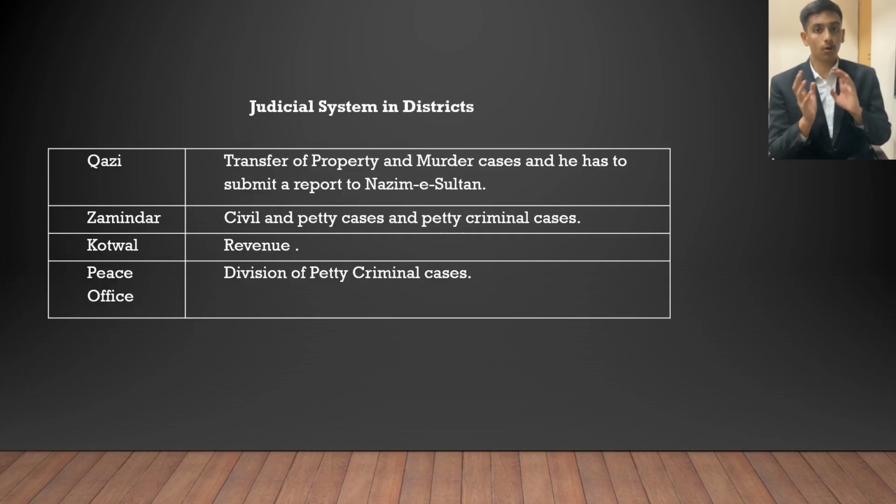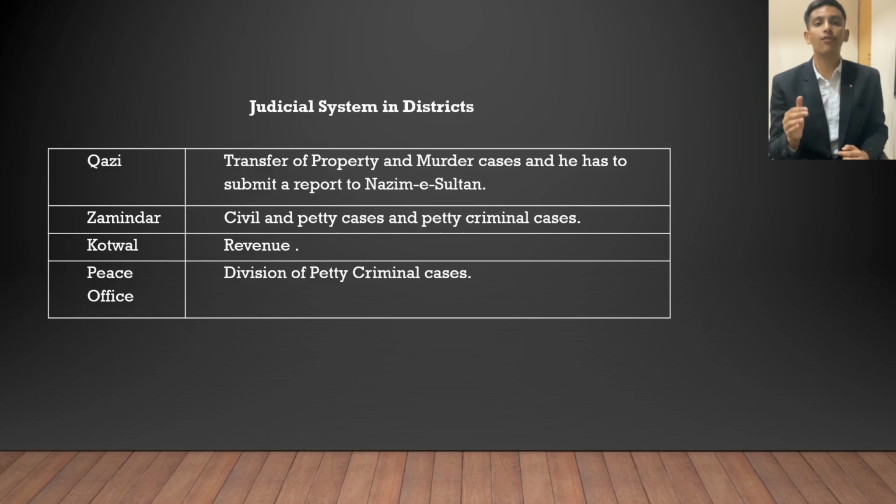Moving on, like in the provinces, there was another system of justice established in districts. In districts, there were mainly four administrative offices: Qazi, Zamindar, Kotwal and Peace Officer. So what was under Qazi? Under Qazi, for the transfer of property and murder cases, he had to submit a report to the Nazim-e-Suba.